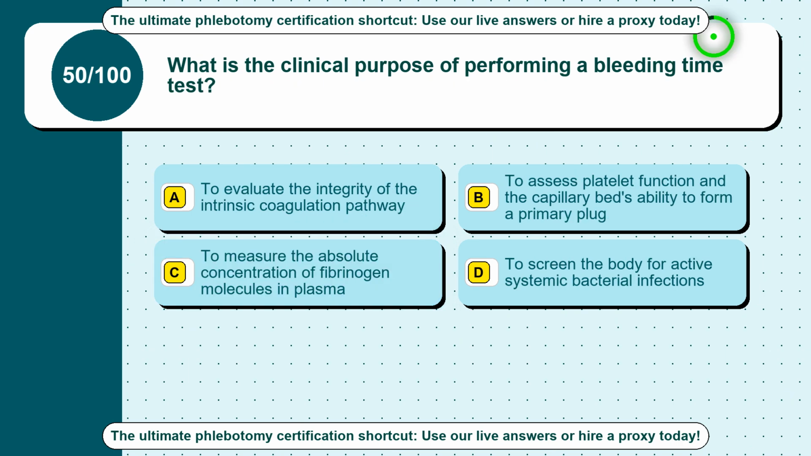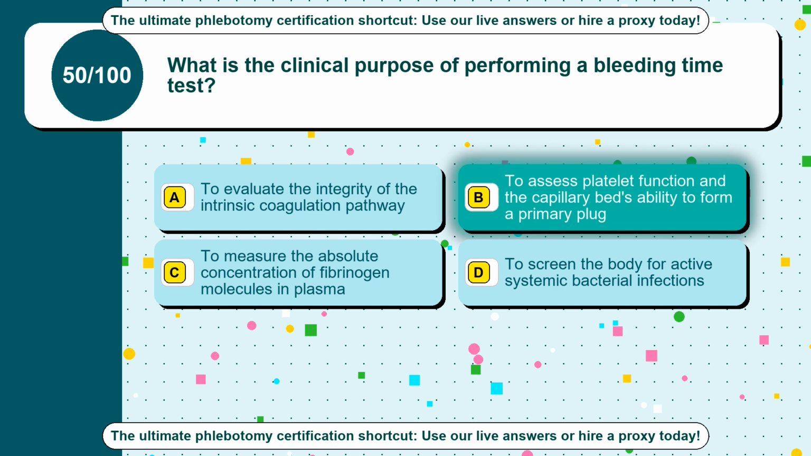Question 50. What is the clinical purpose of performing a bleeding time test? Option A. To evaluate the integrity of the intrinsic coagulation pathway. Option B. To assess platelet function and the capillary bed's ability to form a primary plug. Option C. To measure the absolute concentration of fibrinogen molecules in plasma. Option D. To screen the body for active systemic bacterial infections. The correct answer is option B.